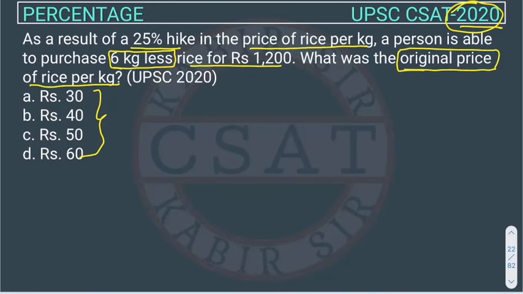So suppose the price of rice is P. Okay. And how much rice is he able to purchase? The consumption, or he is able to purchase C rice in how much amount? 1200. See, this CSAT paper or this aptitude paper is nothing but you have to convert the language into a mathematical equation. If you are able to do that, you will be able to solve it. The language is written and we have to convert it into a mathematical equation. That's the only thing we have to do. So P into C is equal to 1200.